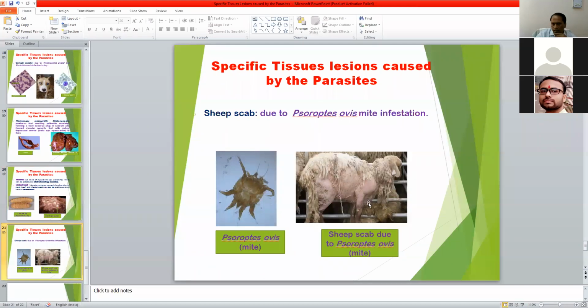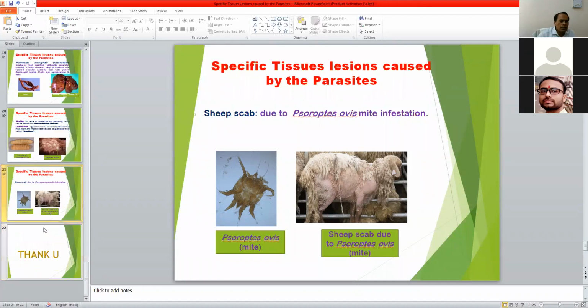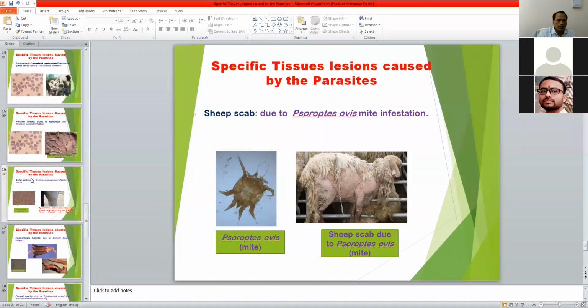Then sheep scalp lesion, alopecia, loss of hair, occurs during Psoroptes ovis infection. Psoroptes ovis is a mite found in sheep and causes sheep scalp lesions in the infected sheep. So these are the common tissue lesions that occur during parasitic infections.